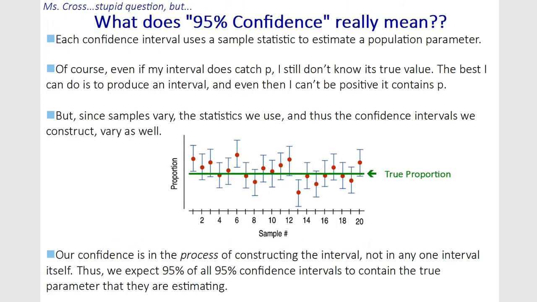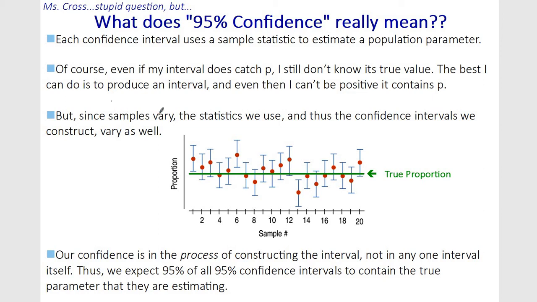Let me try and explain it in another way. What does that 95% confidence really mean? The interval uses a sample statistic to estimate the population parameter. It's an estimate. We won't know its true value, but we can give our best guess. It's between here and here. I'll give you a range. Think of it like that.